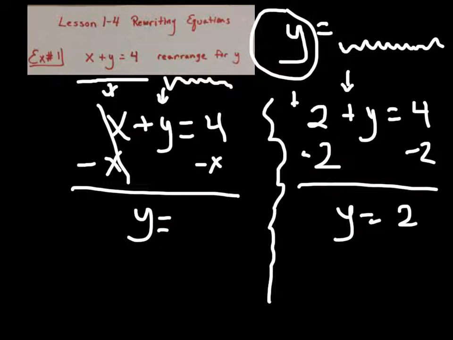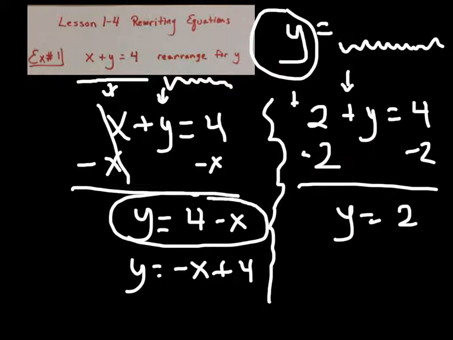You end up with this, y equals, now you have a choice here. You can write 4 minus x, or if you want to put the x first, you could write the negative x first, but the 4 is positive, so it would be plus 4. Either one of these is acceptable. That's more likely the problem that you would have. That's the beginning problem. That's how you do it.